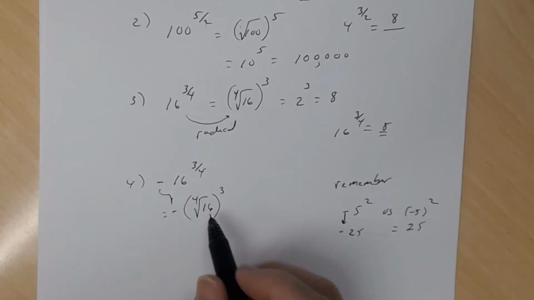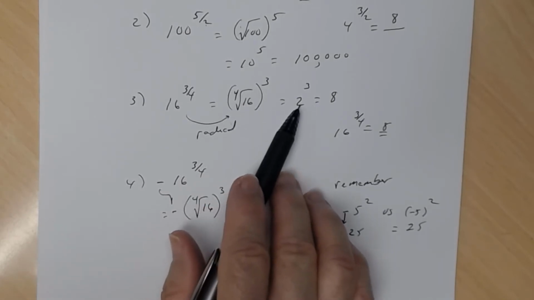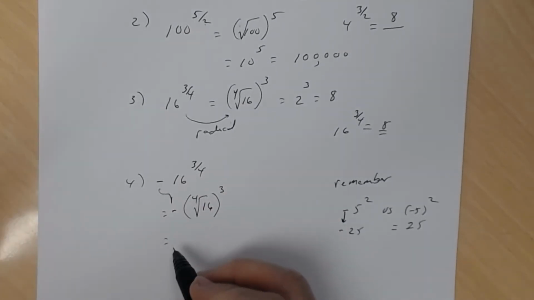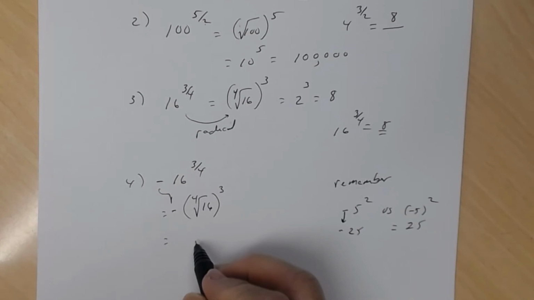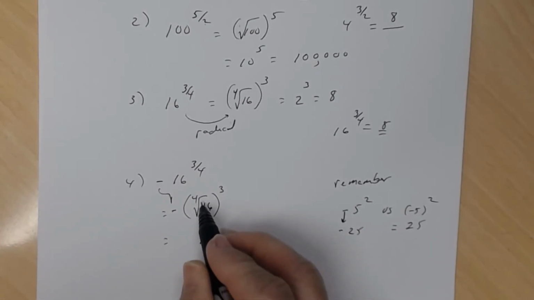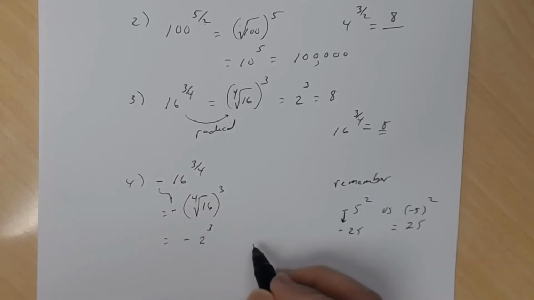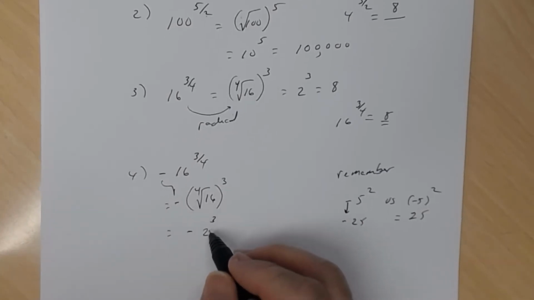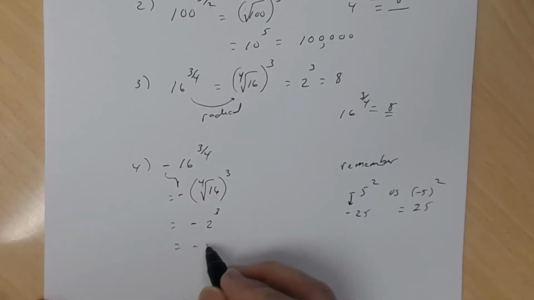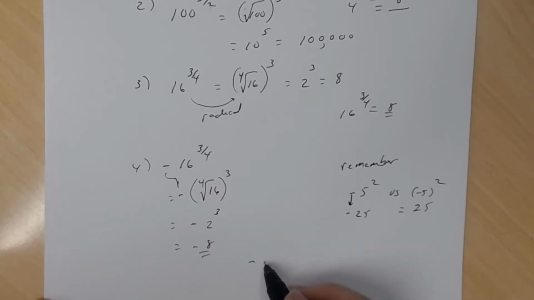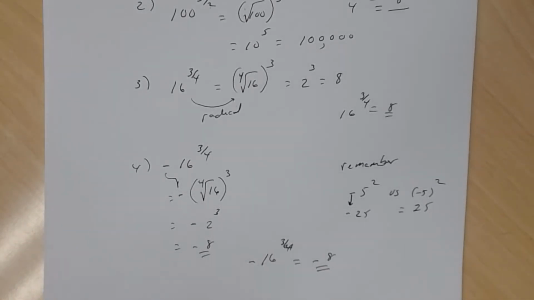Okay, so the fourth root of 16 we found to be 2. And then this right here is 2 cubed. But remember, there's a negative out there. So 2 cubed, remember, is 8. So that becomes a negative 8. So negative 16 to a 3/4 power is a negative 8. Okay?